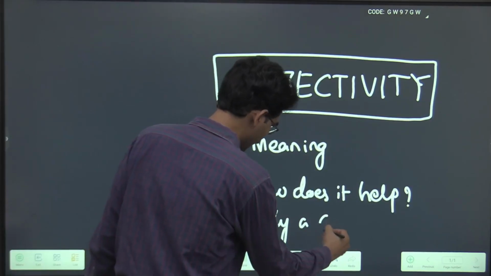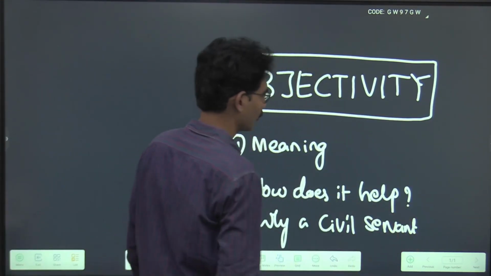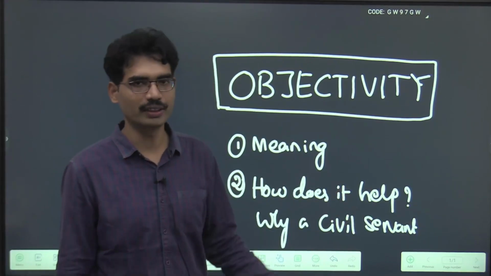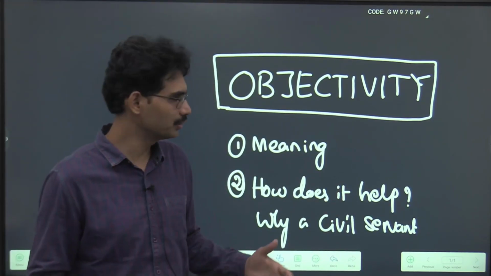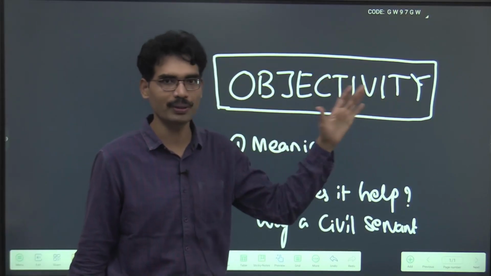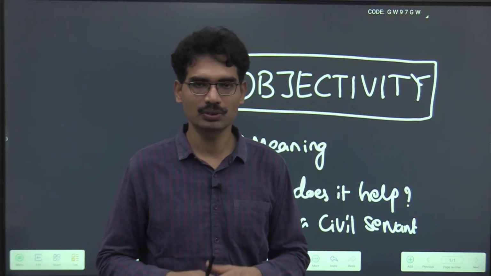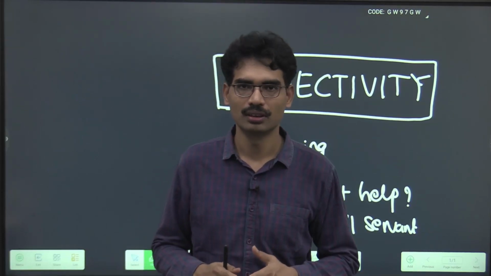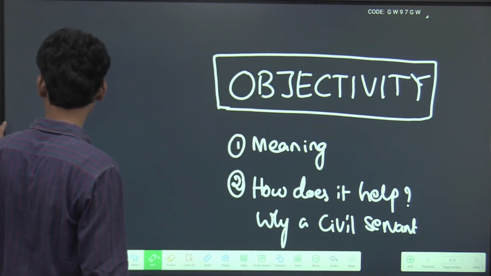Why does a civil servant need this particular quality when they are doing their official duties? That is the ultimate objective of understanding any topic in ethics. We have to apply that particular concept to the real world. That is why we are studying ethics. Objectivity is also like that.